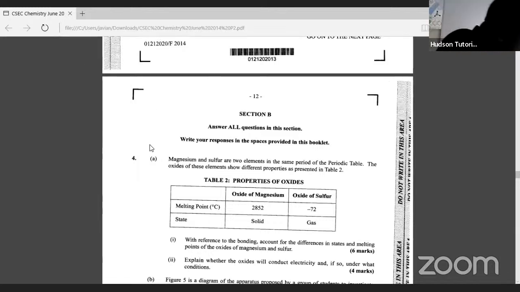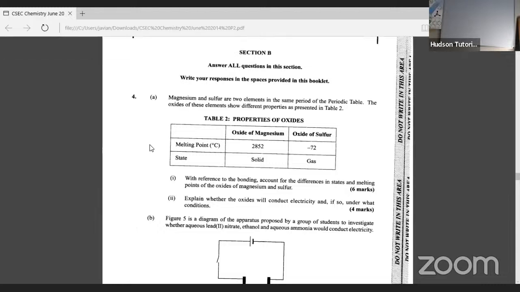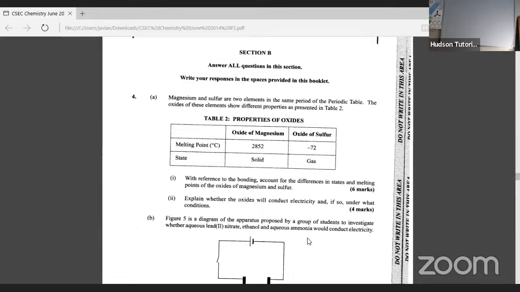So it says magnesium and sulfur are two elements in the same period of the periodic table. The oxides of these elements show different properties as presented in Table 2. And let's take a look at Table 2. It says, with reference to the bonding, account for the difference in the states and the melting point of the oxides of magnesium and sulfur. What is the big difference?